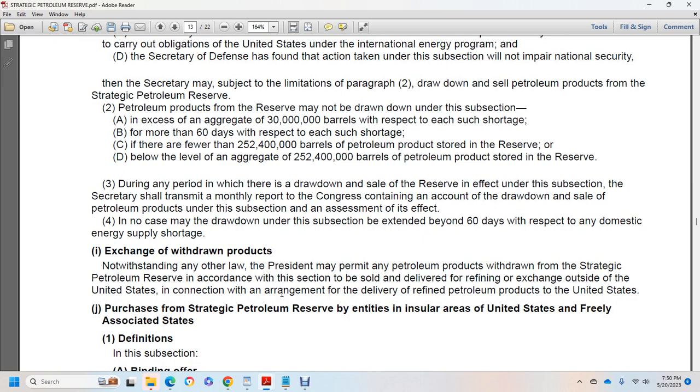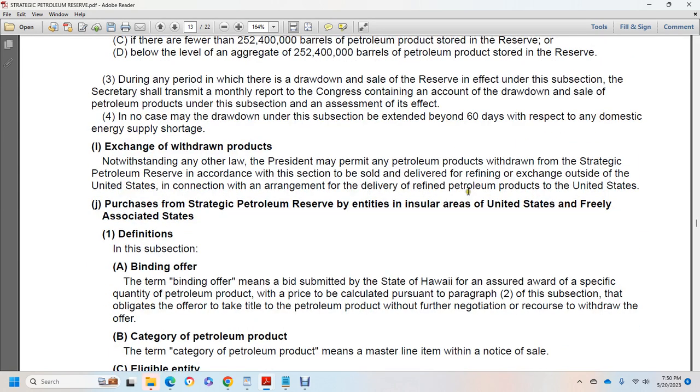Exchange of withdrawn product. Notwithstanding any other law, the President may permit petroleum products withdrawn from the Strategic Petroleum Reserve in accordance with this section to be sold and delivered for refining and exchange outside the United States in connection with the arrangement of the delivery of refined products to the United States.